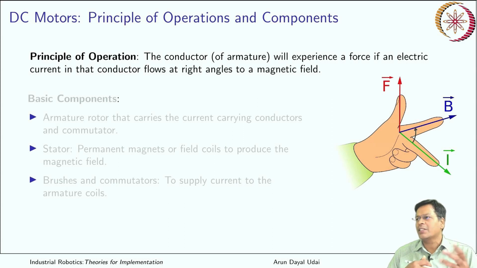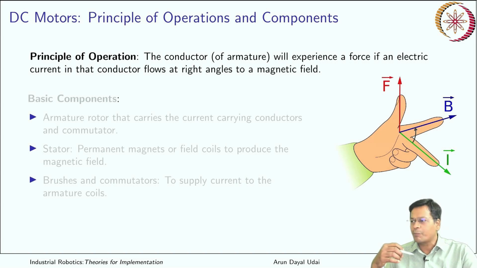The conductor of the armature will experience a force. If it is a conductor, it carries a current, right? It is placed in a magnetic field that crosses it, right? So this conductor is placed in a field and it will experience a force which is mutually perpendicular to the field and the current, right? That is what is given by Fleming's left hand rule, that you probably know from your high school physics also. So this conductor or the armature will experience a force if an electric current in that conductor flows at right angles to the magnetic field.